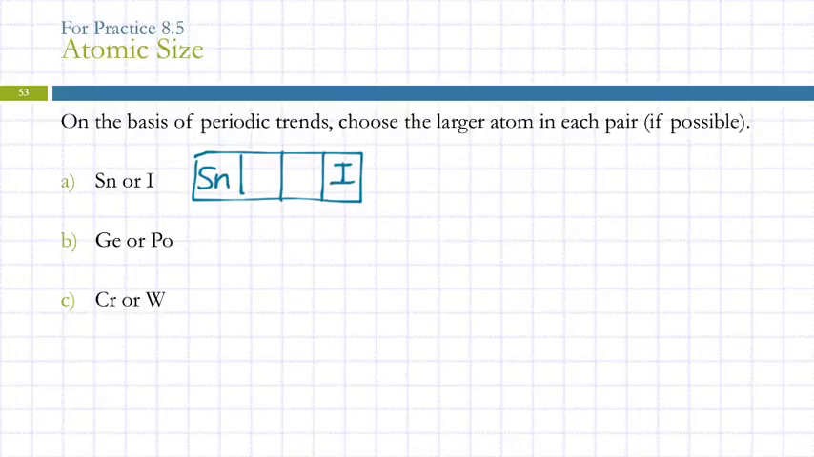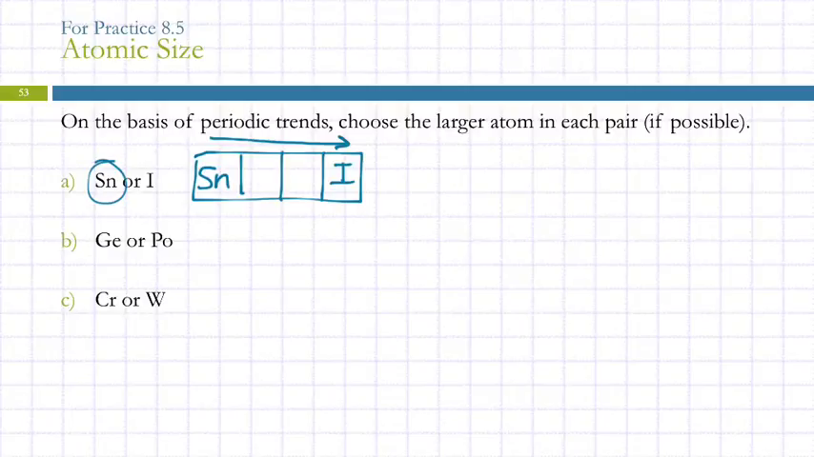They're in the same period. So we're looking at this trend. What happens as we go across? It decreases, because the effective nuclear charge is increasing and it's pulling those electrons in tighter. So iodine is smaller than tin. The question is, which one's larger? It's the tin. And that's exactly what would go through my head if I had to answer this on a test. I would think it through. I don't just automatically remember these trends.